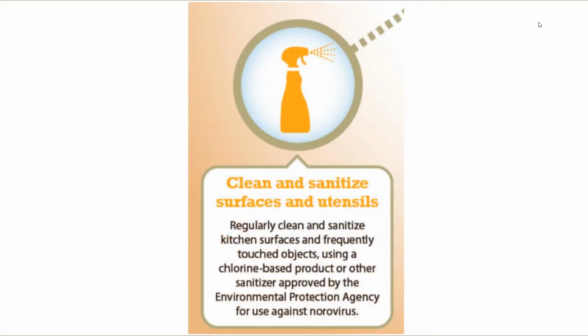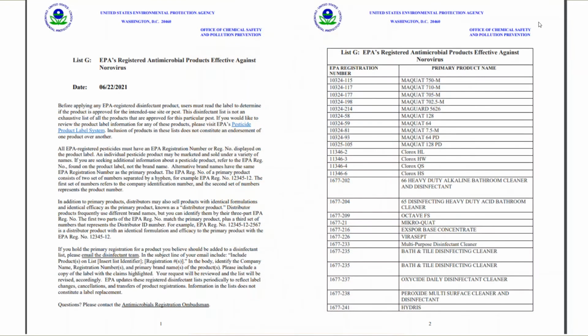Many people, especially the uneducated, often think that any disinfectant can kill all viruses and bacteria within the given spot that is treated. The CDC recommends that for proper sanitation of surfaces and utensils, one should utilize a chlorine-based product or sanitizer approved by the EPA for use against the norovirus. This figure displays, as of June 22, 2021, the EPA's registered antimicrobial products effective against the norovirus. This document would be most helpful for those susceptible to the severe side effects of the norovirus.